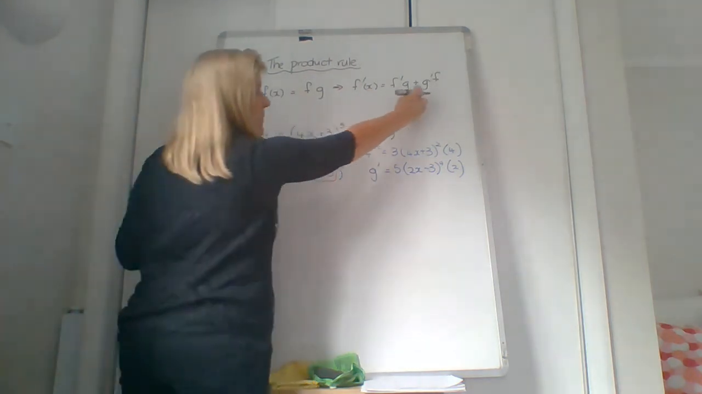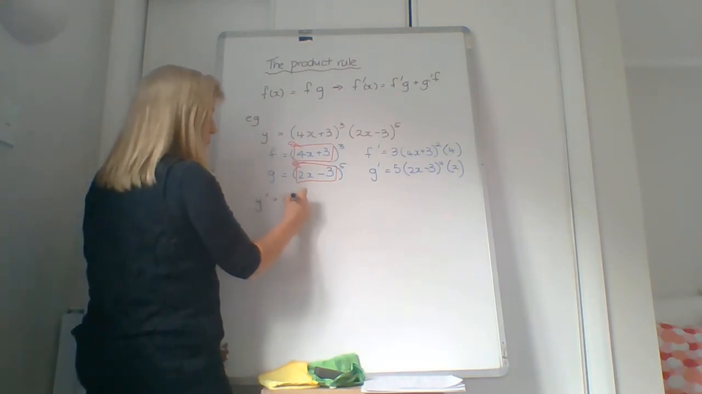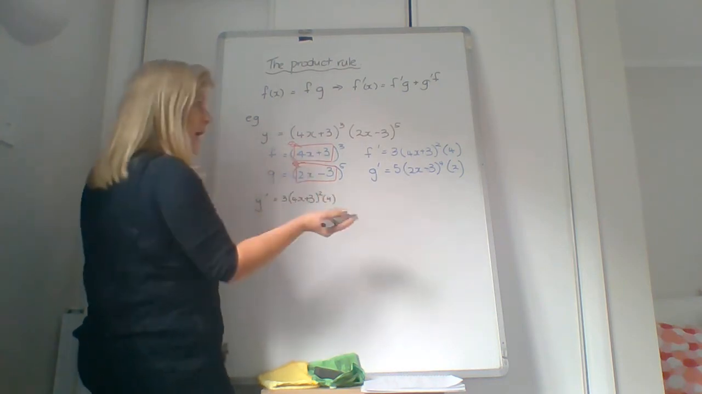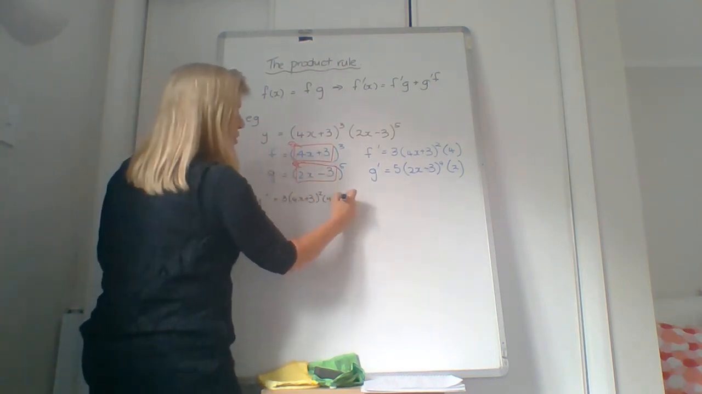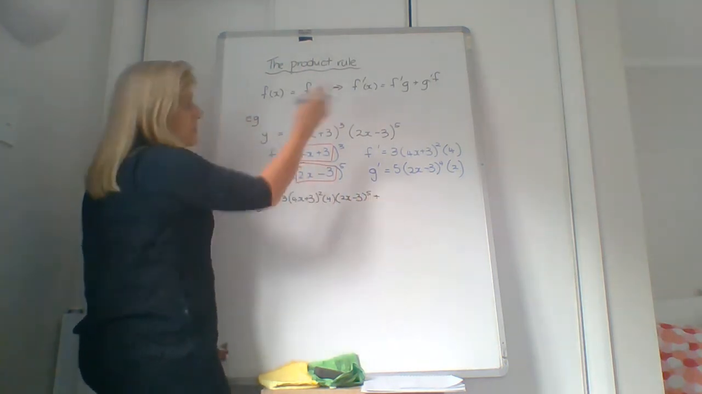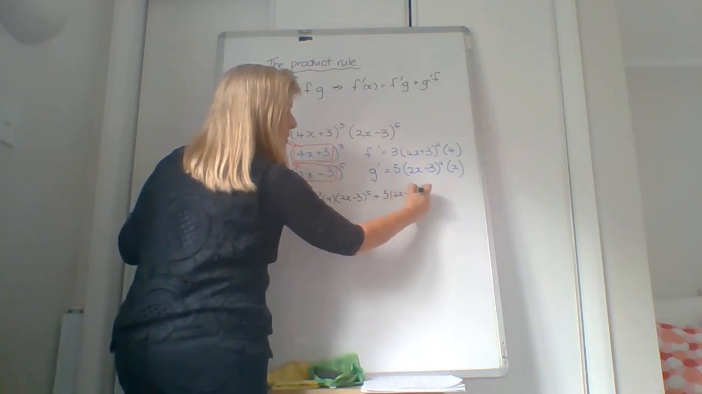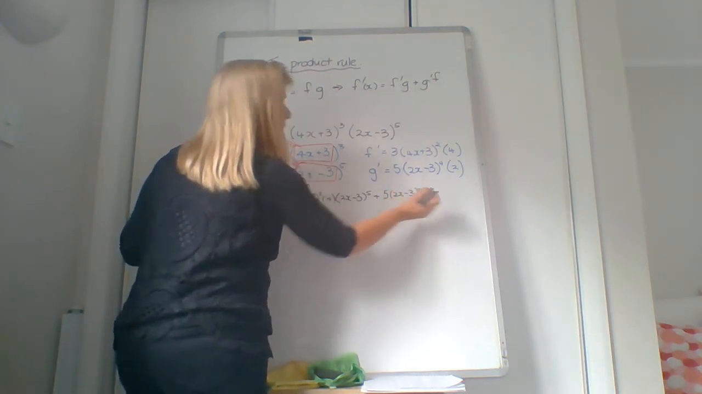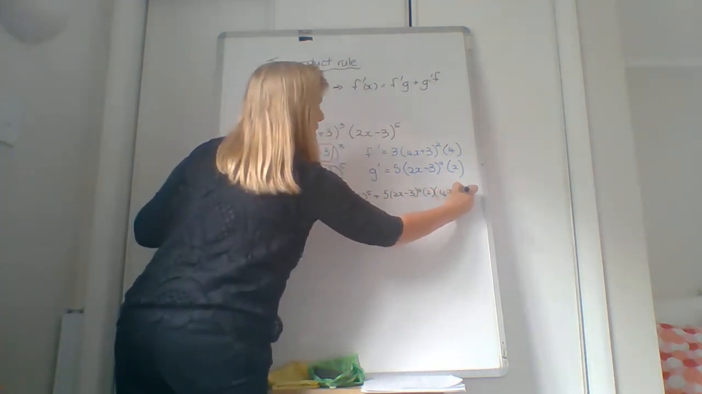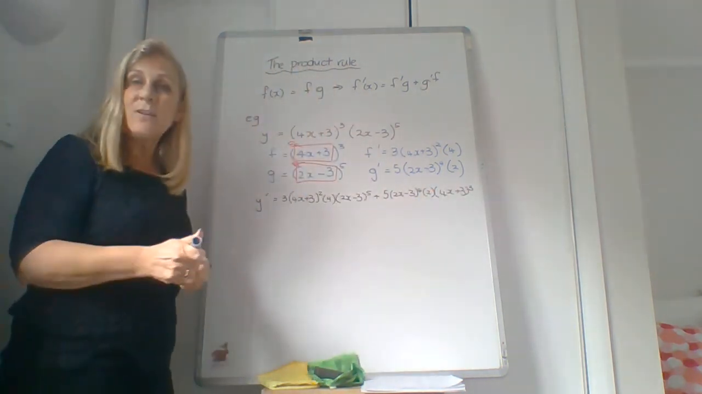So f dash g plus g dash f. F dash is 4x plus 3 squared times 4 times g. G is 2x minus 3 to the power of 5 plus g dash 5 times 2x minus 3 to the power of 4 times 2 times f, 4x plus 3 to the power of 3. Finished. Leave it here.